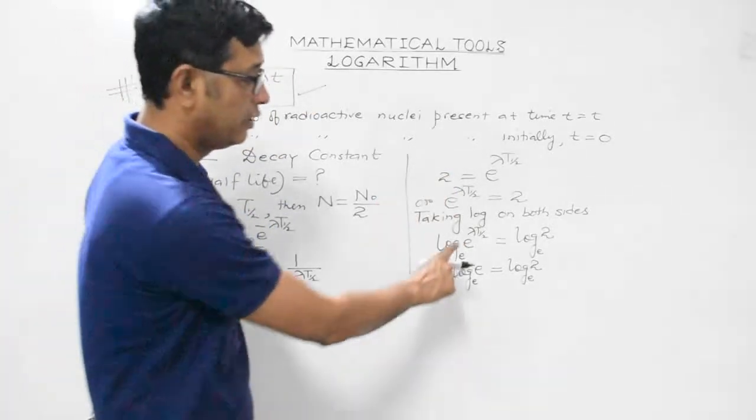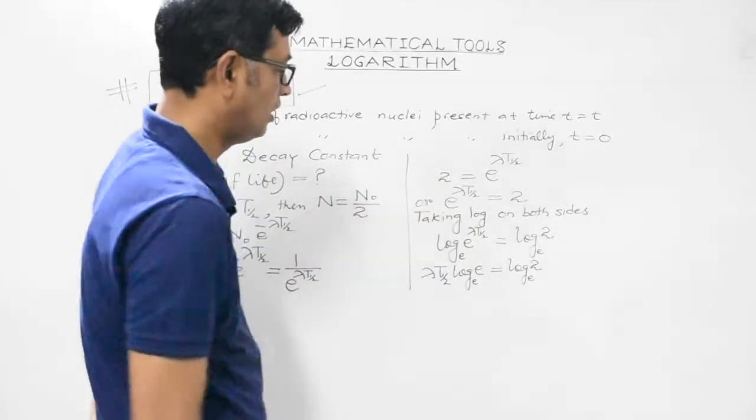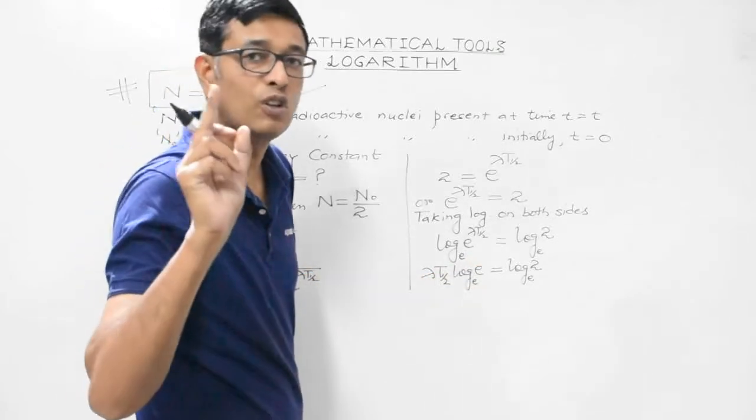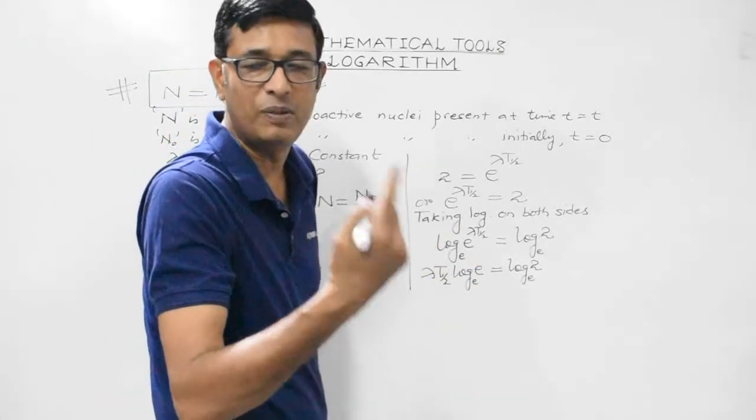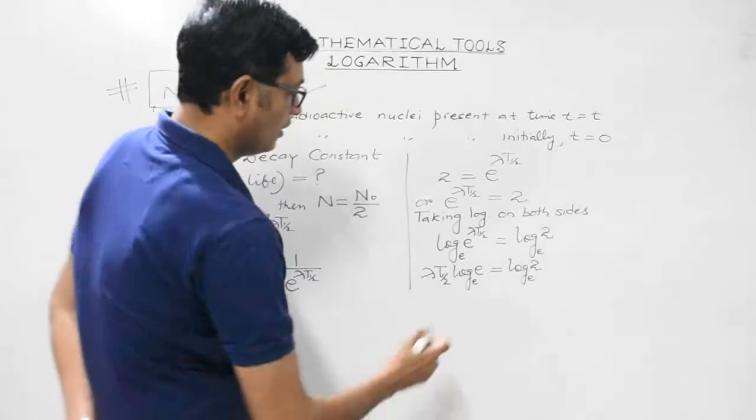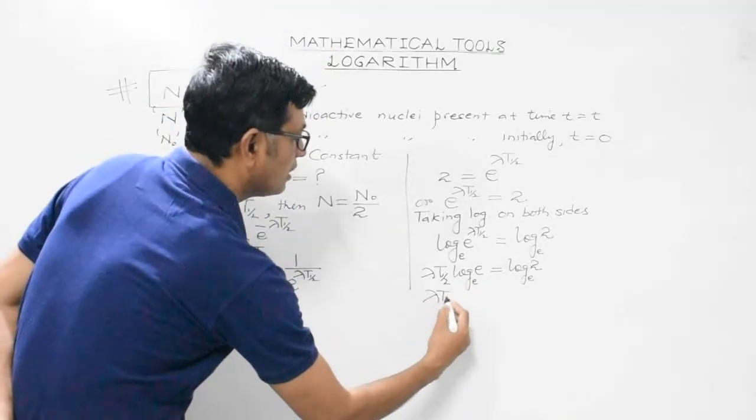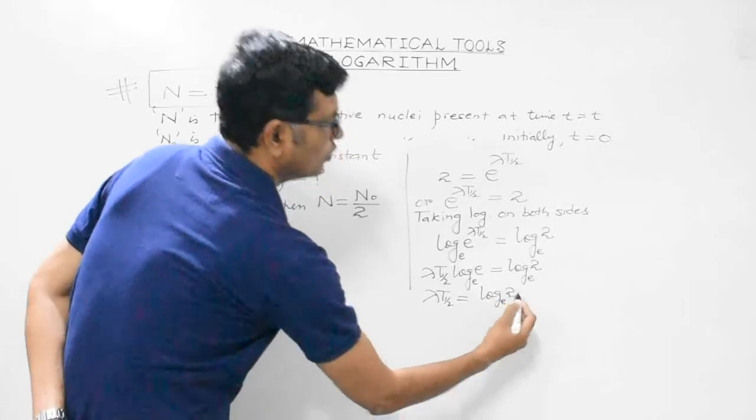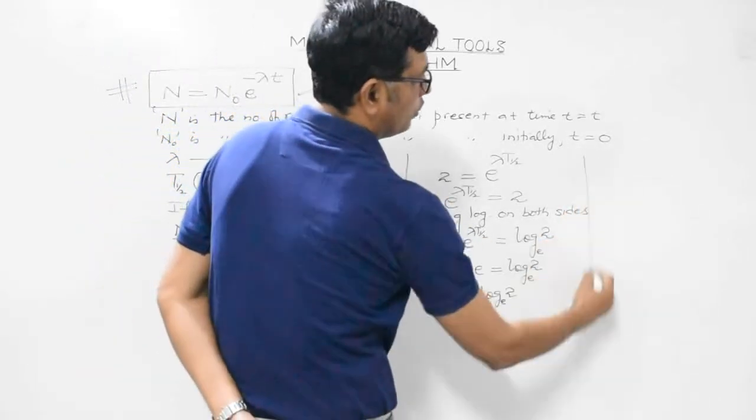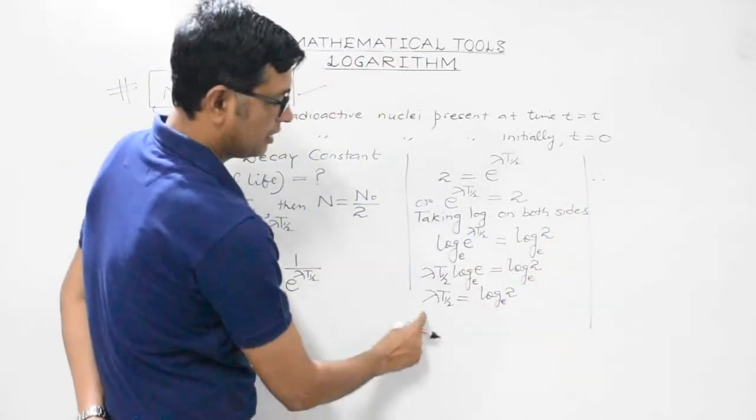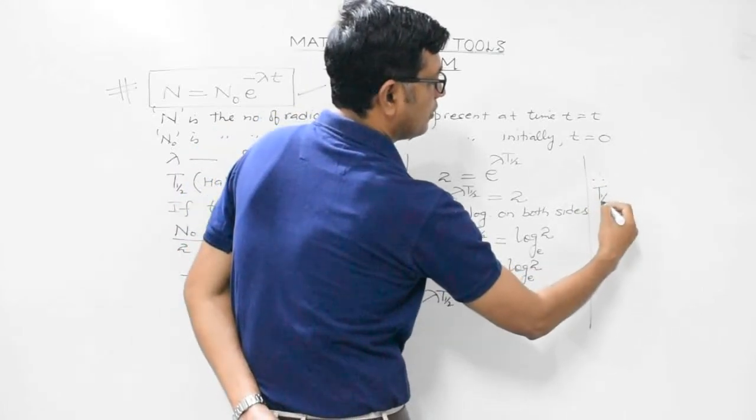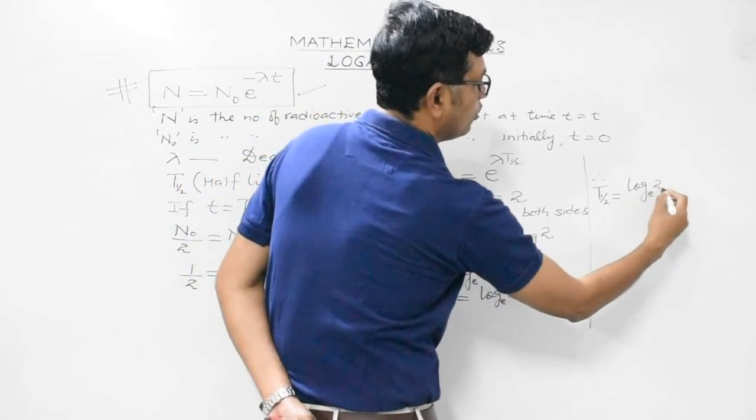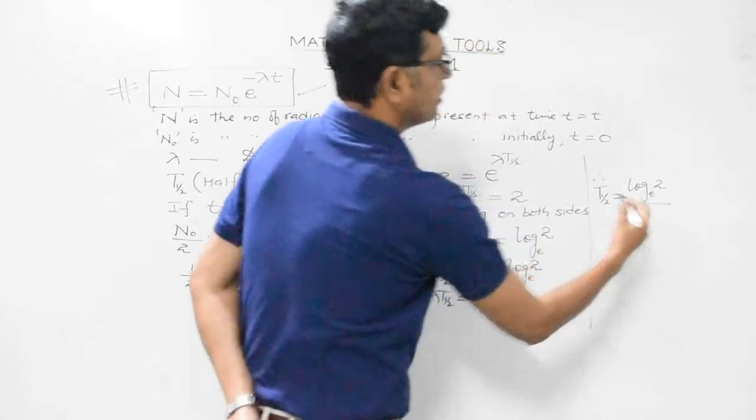Clear, students? I have made use of the power rule here. Log of any value to the same base is always equal to 1. So log e to the base e is equal to 1, and we are left with lambda T half is equal to natural log of 2. Therefore, half-life is equal to natural log of 2 divided by lambda.